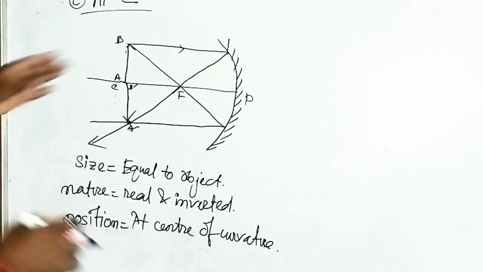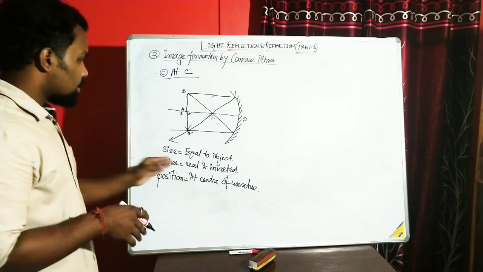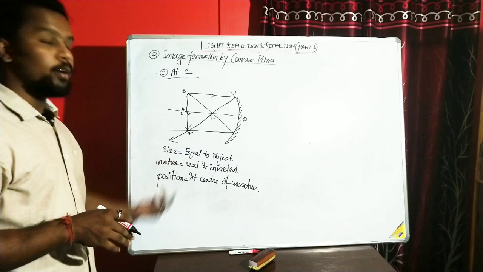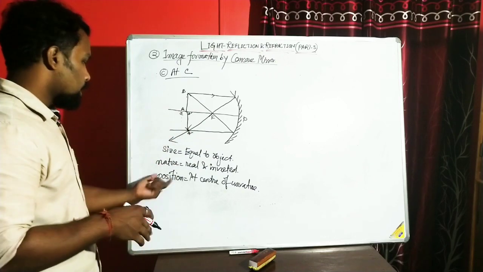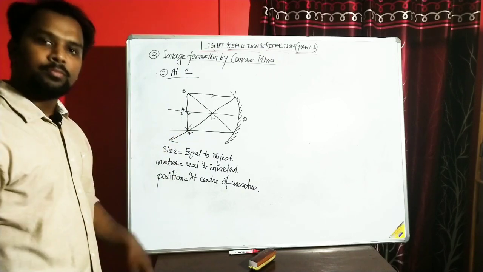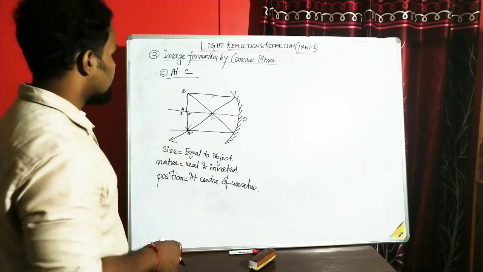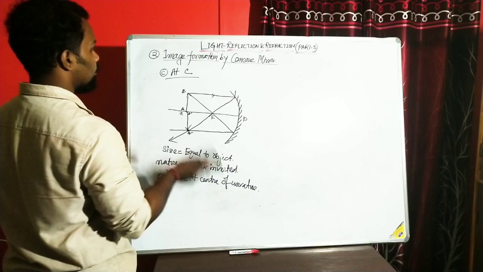These three are the main things. Size is equal to the object. Nature is real and inverted because it occurs in the real part of the spherical mirror, and the position is at the center of curvature. Simple concept here. Just draw it and write these three things. Now we will move towards the fourth part.